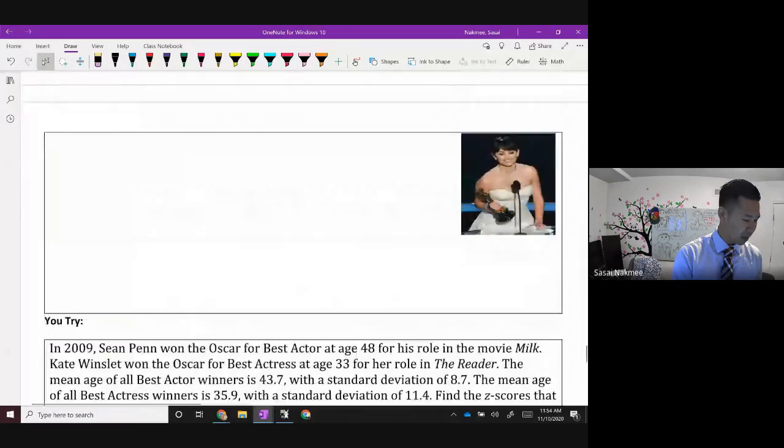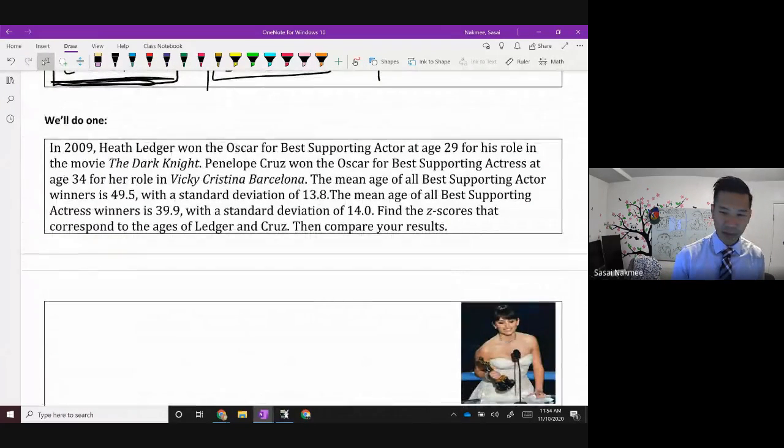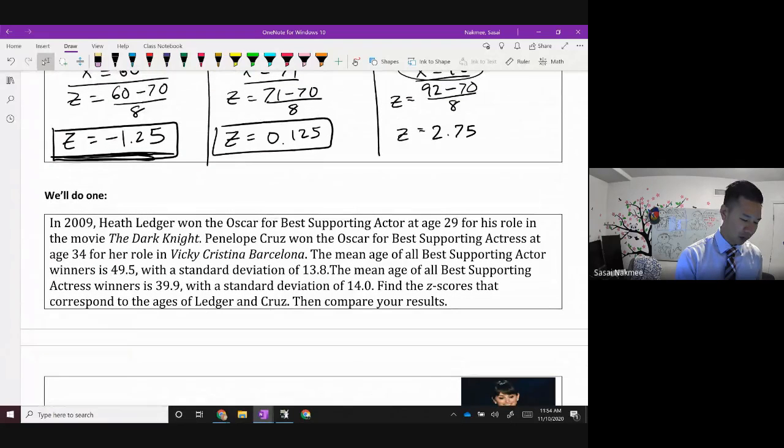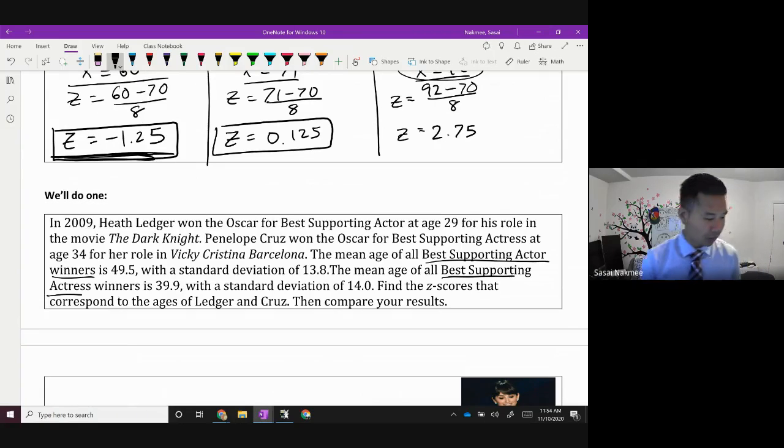There's only 2 more examples here, and it's the same concept, except you're going to do it twice. You're going to calculate the z-score for best supporting actress, and you're going to do it for best supporting actor, so for each one of those. Let's just do that real quick here.